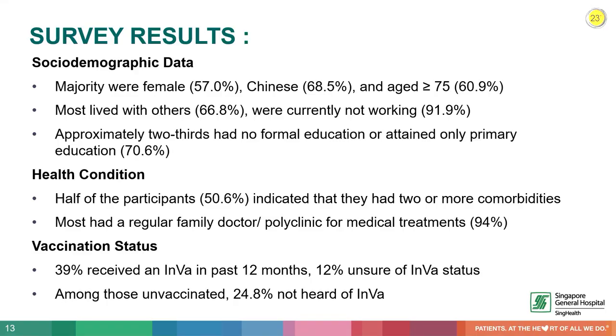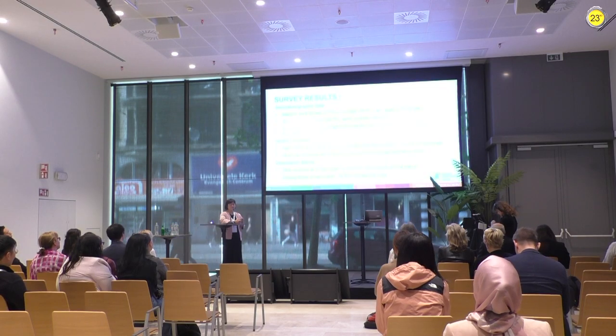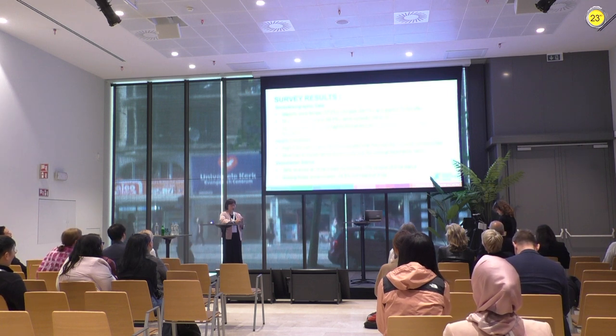All right, so this is our survey results. The majority were females, Chinese, and aged 75 and above. They are in the very senior groups, and most of them lived with others and were not working. Approximately two-thirds had no formal education or attained only primary education. Half of our participants indicated that they had 2 or more comorbidities, and most had a regular family doctor and a regular physician they went to for medical treatment.